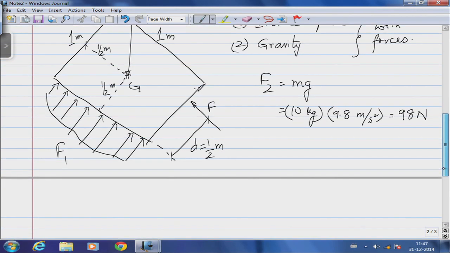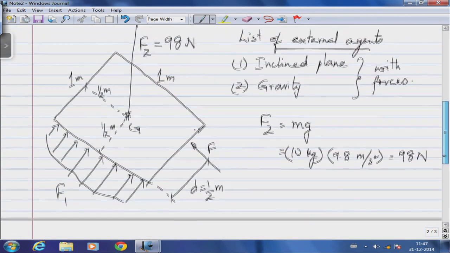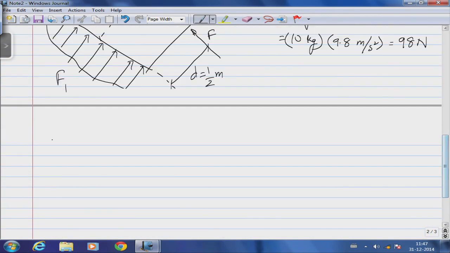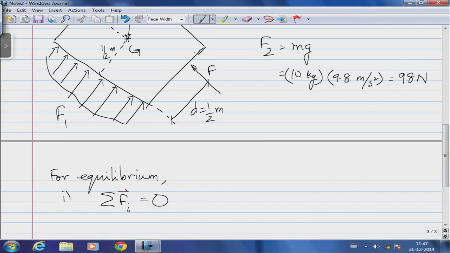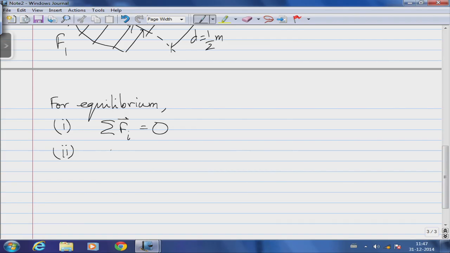If I now take the sum of forces acting on this to be 0. So, what I require for equilibrium: the vector sum of all forces is equal to 0, at least that is the first condition. And the second condition is that the summation of all the moments about G is equal to 0.